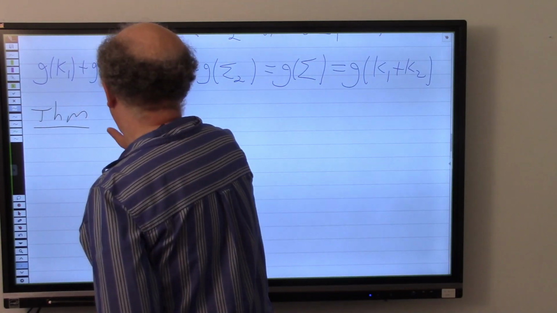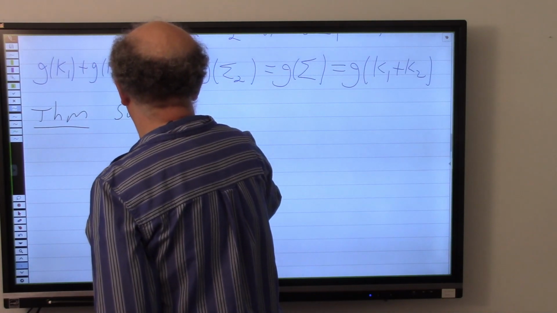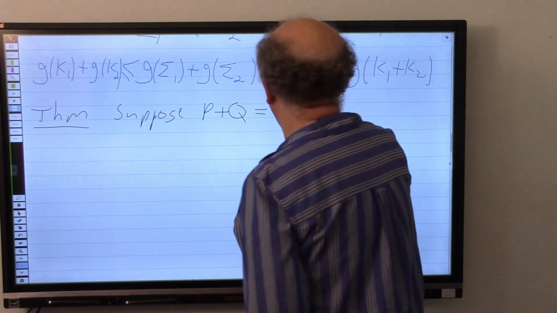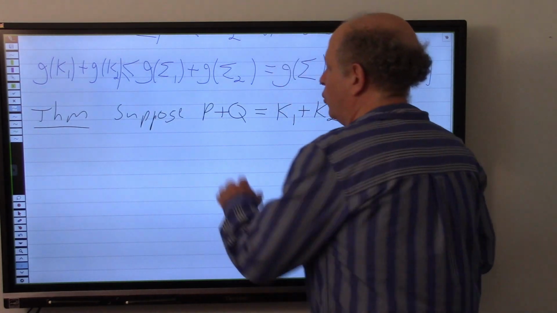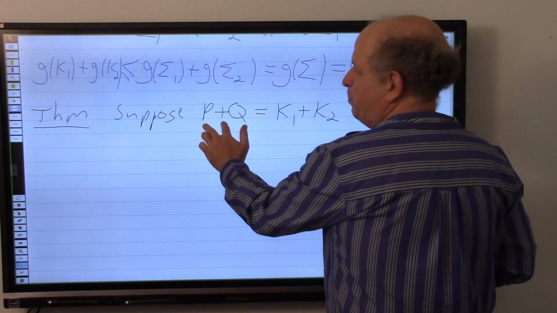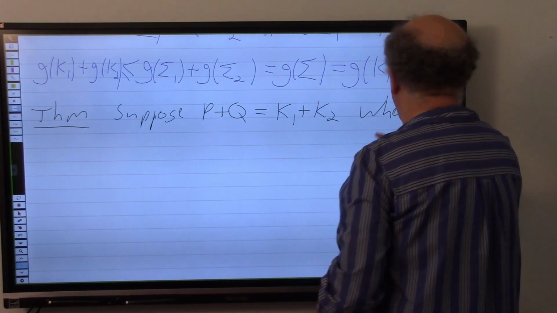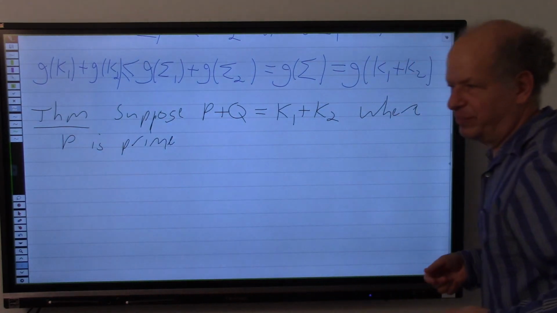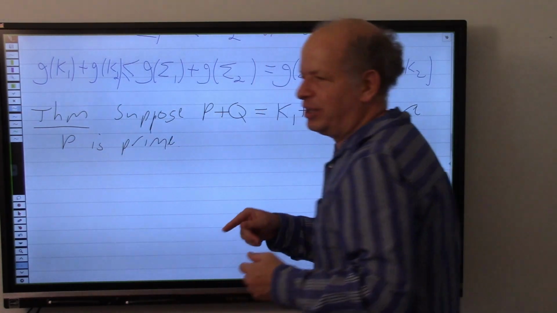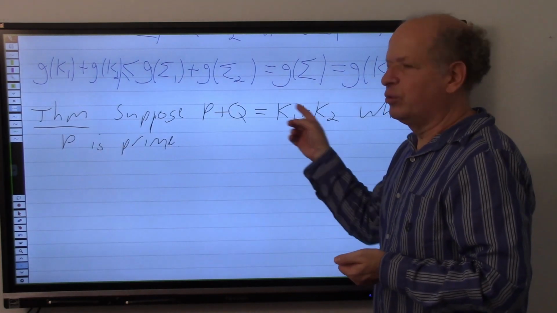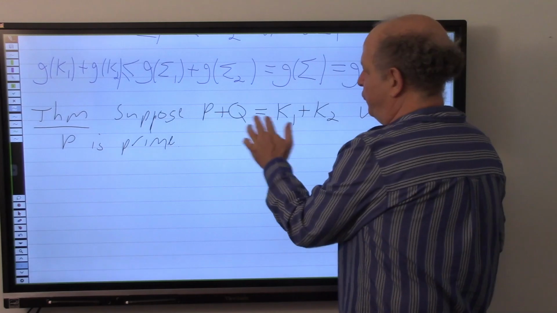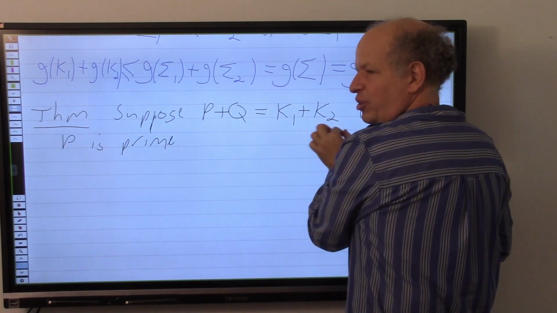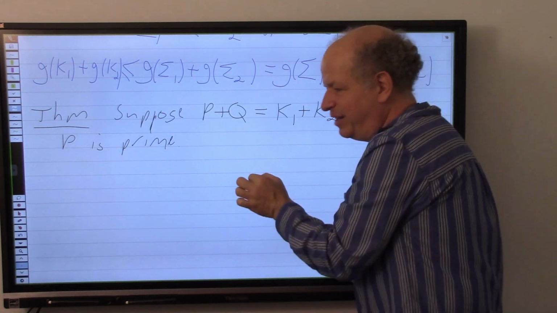So theorem, suppose P plus Q is equal to K1 plus K2. So I write a connect sum of two knots as P plus Q, where P is a prime knot. So, you know, you expect from arithmetic, right, if you find a prime factor of a product, then that prime factor either divides the first or divides the second. And I want to assert the same.